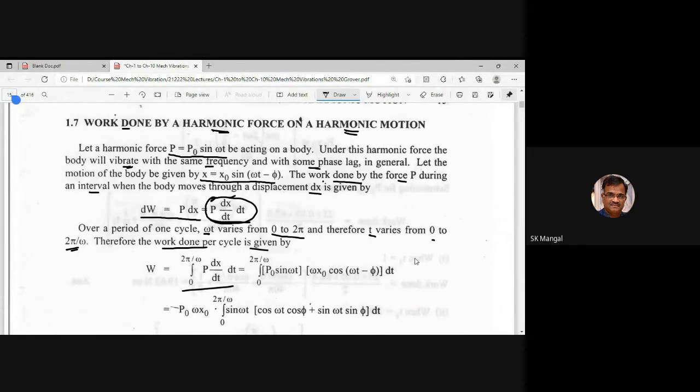So here you can put the value of P, nothing but P naught sine omega t. You can put the value of dx, make a differentiation of this with respect to t. It becomes omega x naught cos omega t minus phi. Now you can integrate this equation as usual. You can take these common terms out. You can expand these terms here, and it will come out to be sine omega t cos phi plus cos omega t sine phi. Then you can have an integration over one cycle period, 0 to 2 pi upon omega.